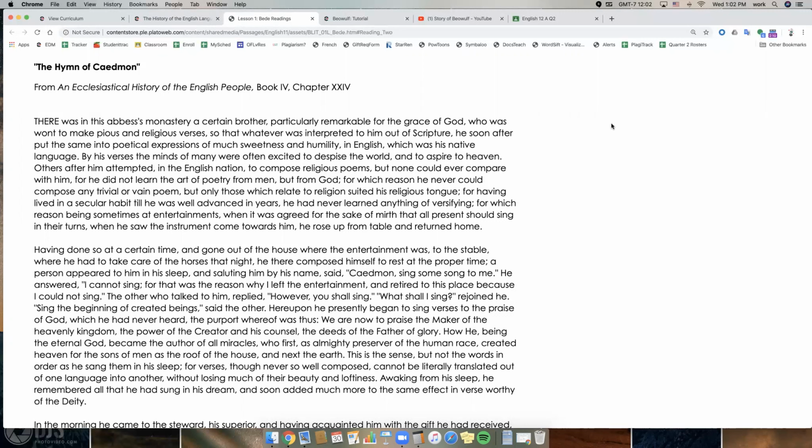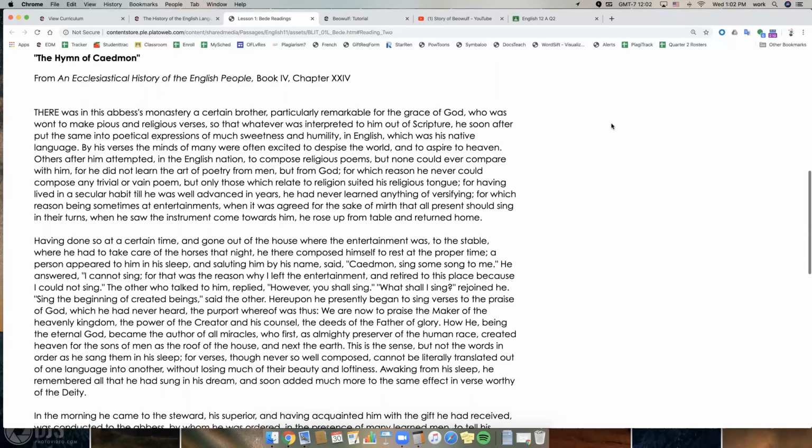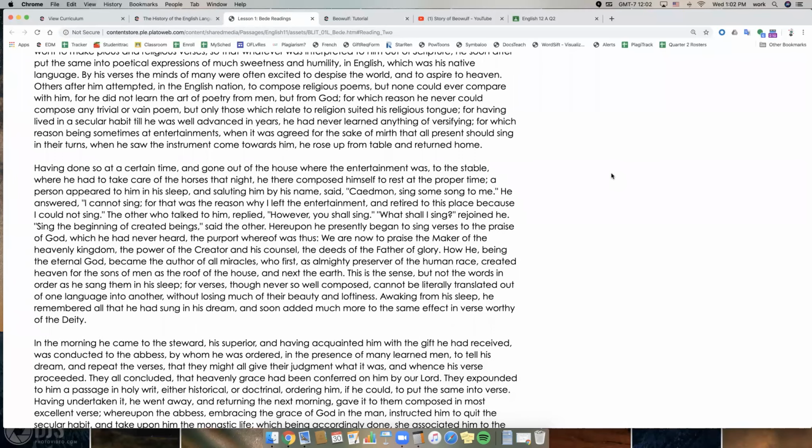I just don't really want to read the whole thing, because you can read it yourself, but we've got to get the answer. Okay. By his verses, the minds of many were often excited to despise the world and aspire to heaven. So people would do whatever they have to do to get to heaven.